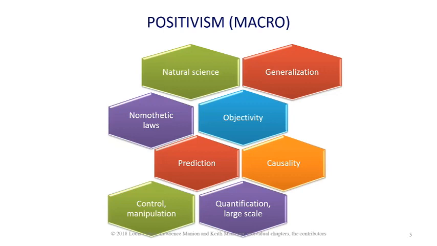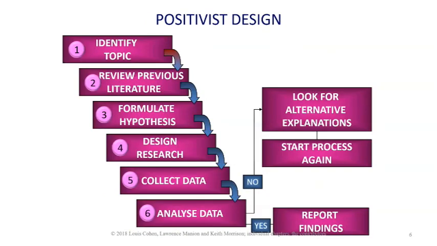Positivism in the macro view: natural science, generalization, nomothetic laws, objectivity, prediction, causality, control manipulation, quantification, large scale. This is positivism's design sequence: identify topic, review previous literature, formulate hypotheses, design research, collect data, and analyze data.